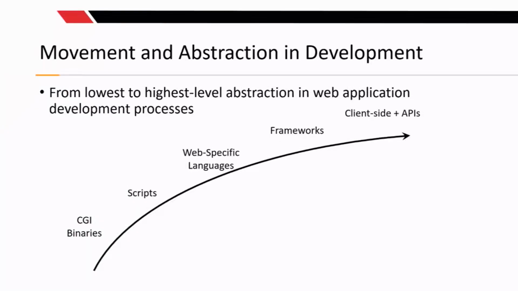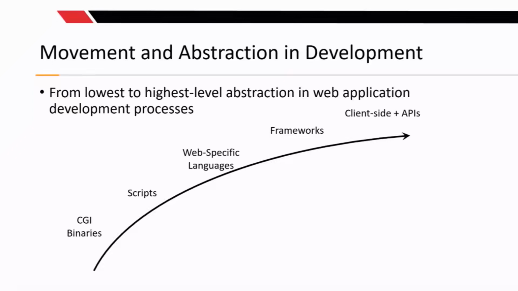And so if you're talking about movement and abstraction in development, when you're developing a web application, you can think of movement in these terms. Originally, you had people writing CGI binaries in C, right? As terrible of an idea as that sounds nowadays, people did that, and even nowadays on embedded systems you're still going to find that. On top of that, you've got scripting languages that are a little more abstracted and a little bit safer, web-specific languages like PHP and JavaScript.